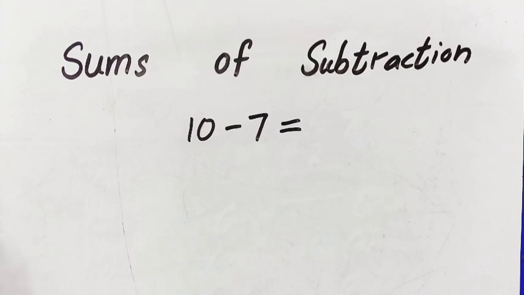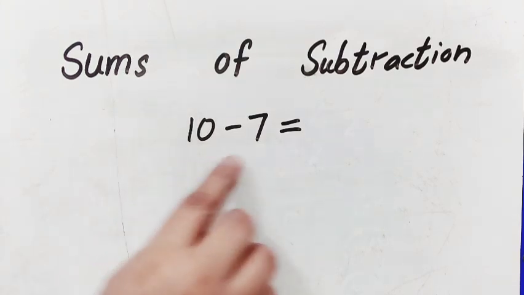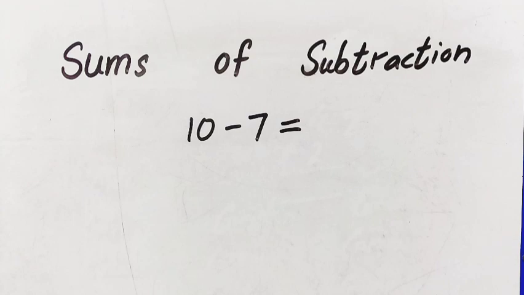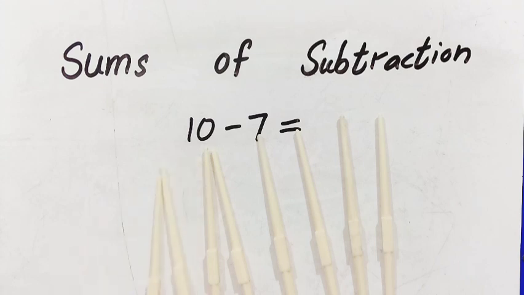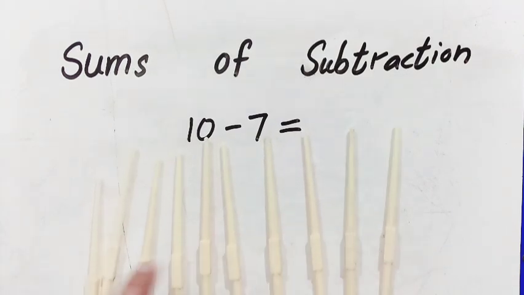Now I have another question, that is 10 minus 7. Now I will do this question with the same activity, with the help of sticks. Now I have 1, 2, 3, 4, 5, 6, 7, 8, 9 and 10 sticks. Right? These are 10 counting sticks.